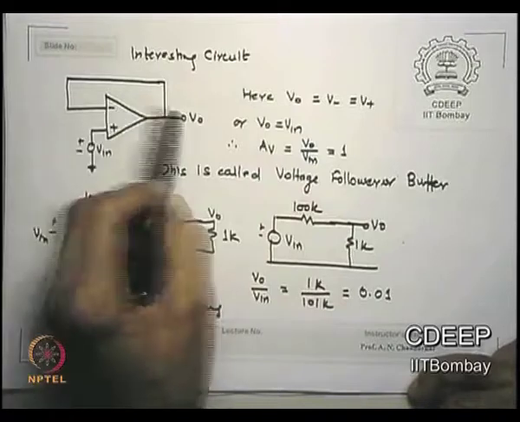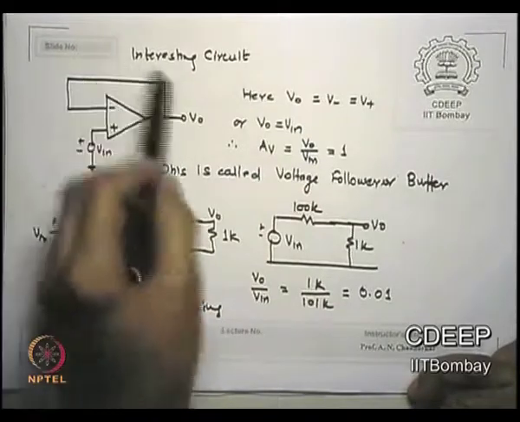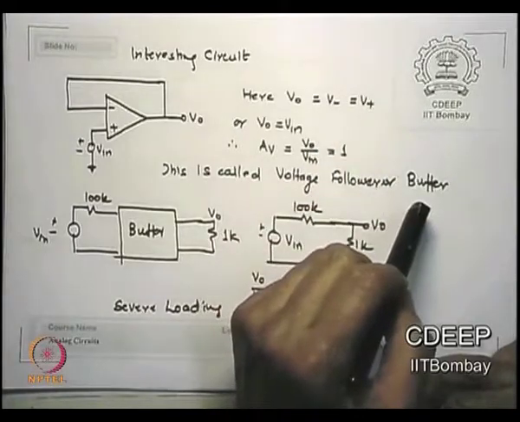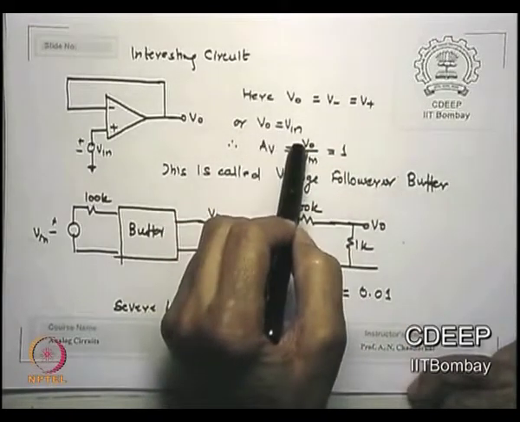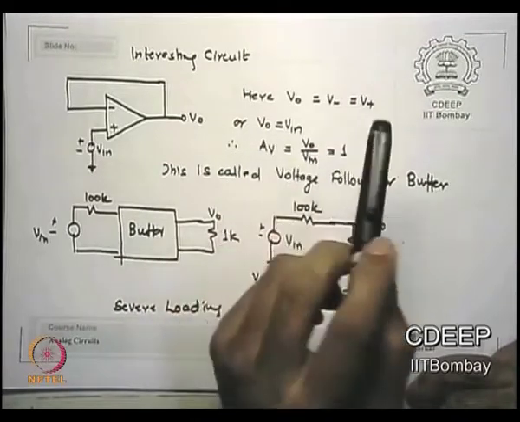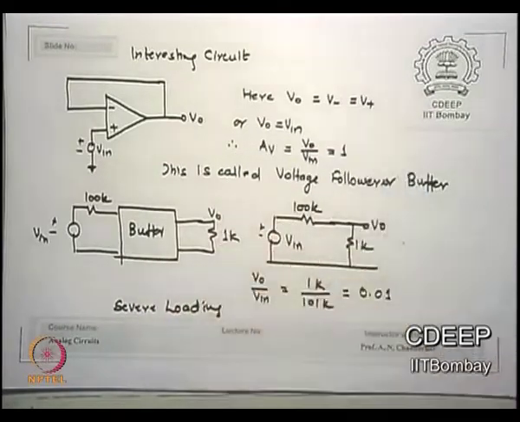Now you can see V0 is V minus, the same terminal, but V minus is V plus, so V0 is V in, because V plus is V in. So V0 by V in is 1, is that correct? So V0 is V in. What is this circuit called? Voltage follower or a buffer.